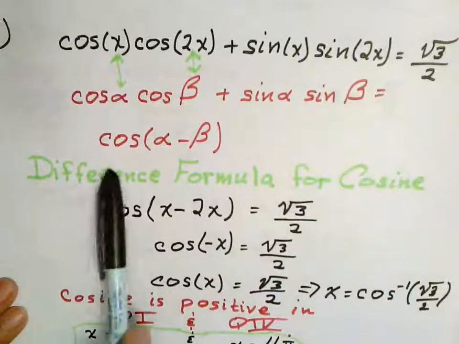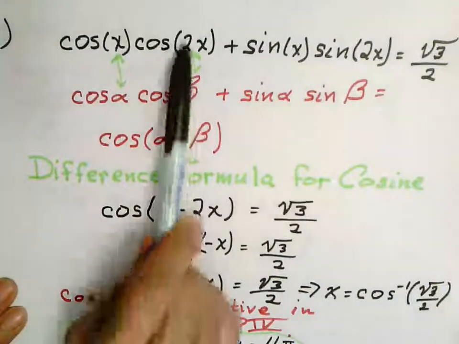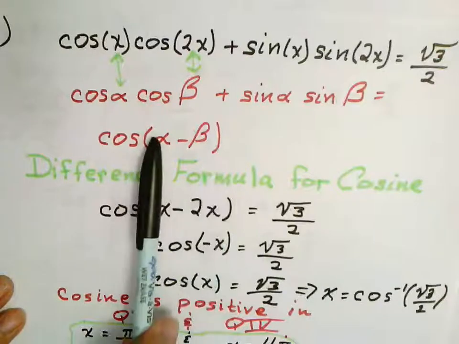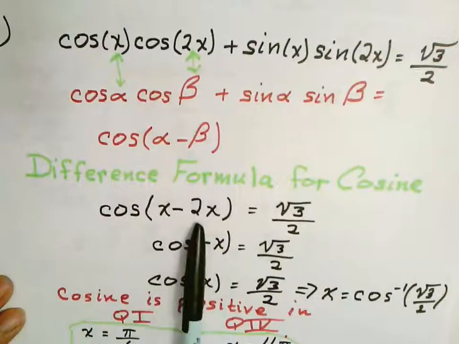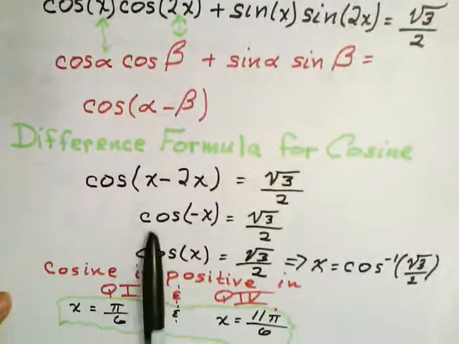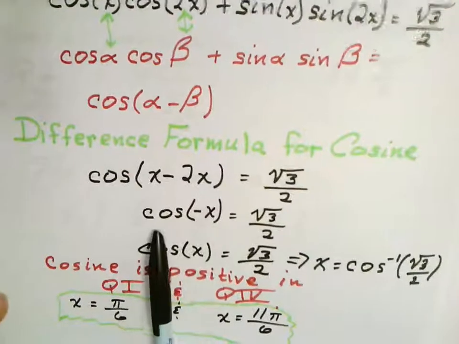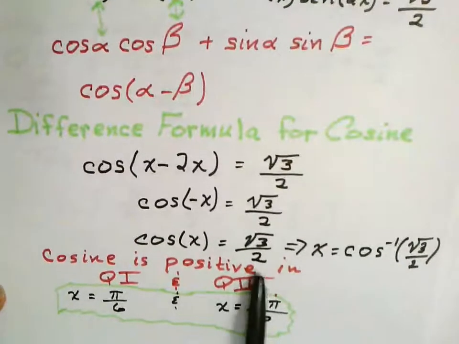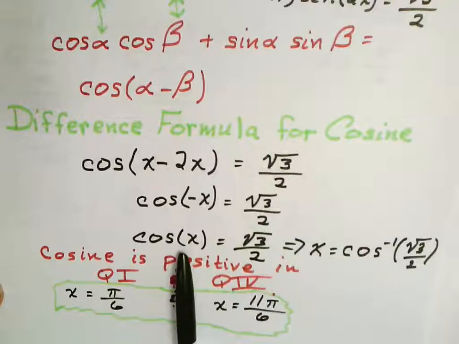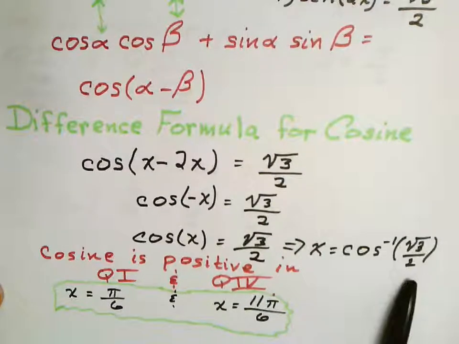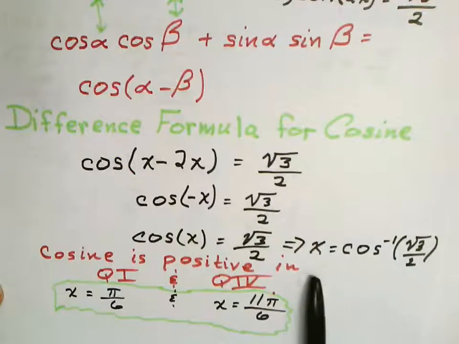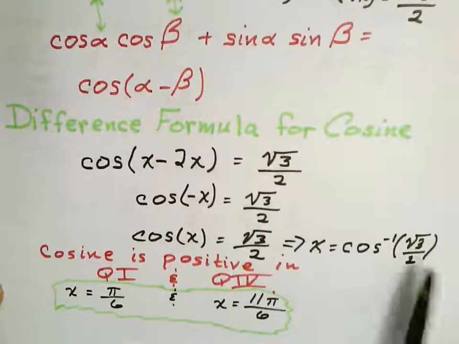So alpha is x and beta is 2x. So we have cosine of alpha minus beta. When we subtract, we get cosine of a negative x. But remember that cosine is an even function. So cosine of a negative x is the same thing as cosine of x, which is equal to the square root of 3 over 2. We're looking for the angle whose cosine is the square root of 3 over 2. x equals inverse cosine of the square root of 3 over 2.